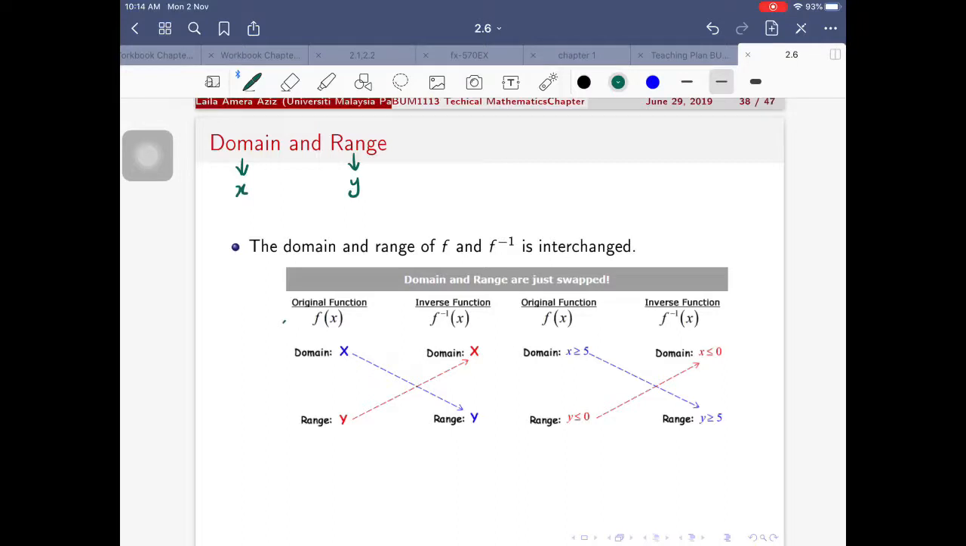For the case of f, the domain is now going to be the range of the inverse. The range of the original function is going to be the domain of the inverse. Okay, let me show you an example.